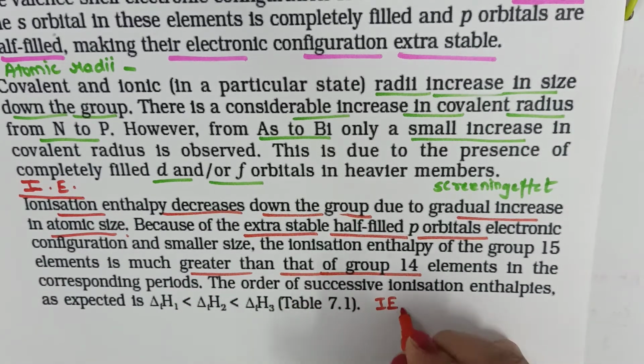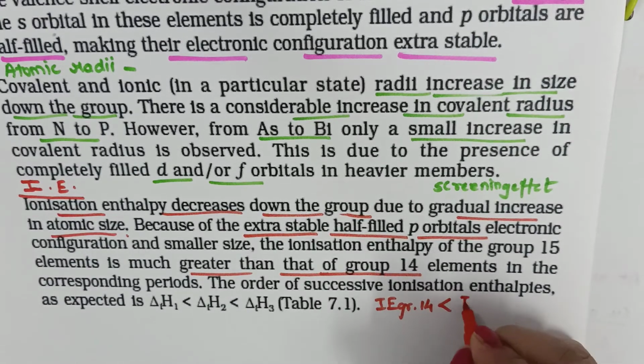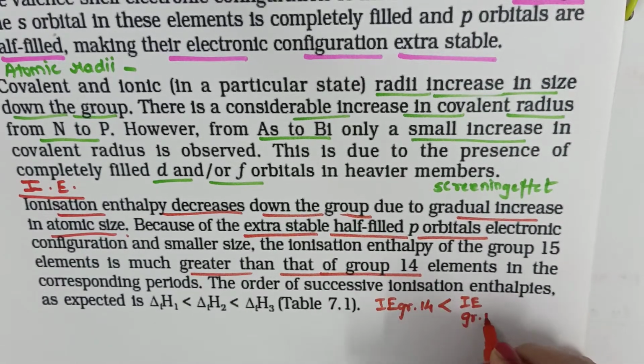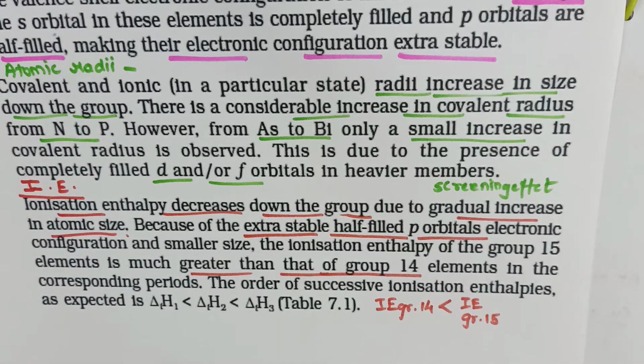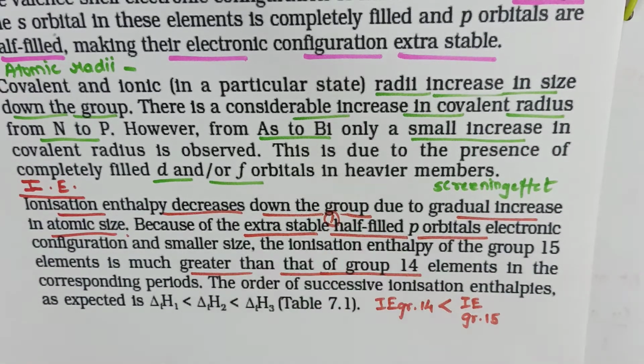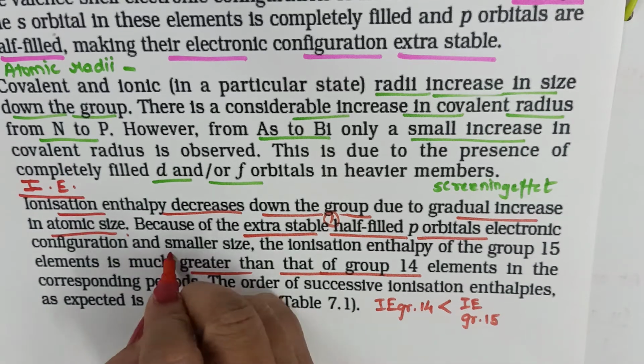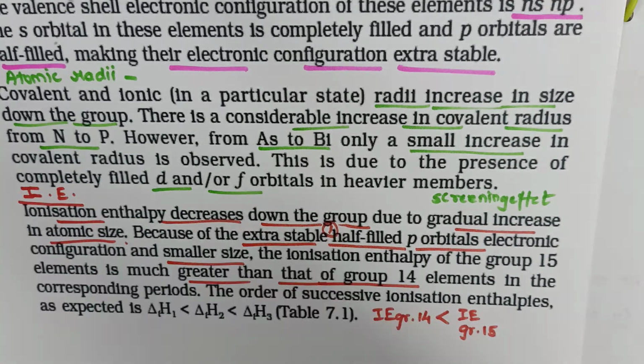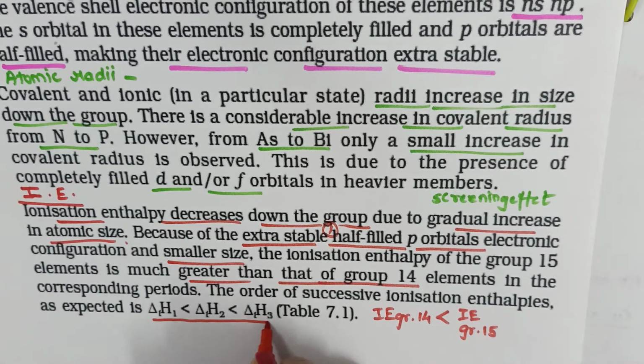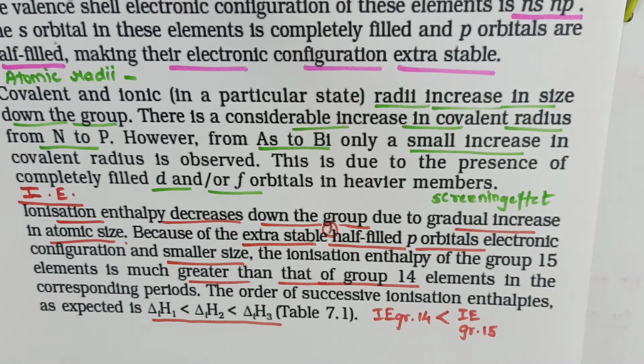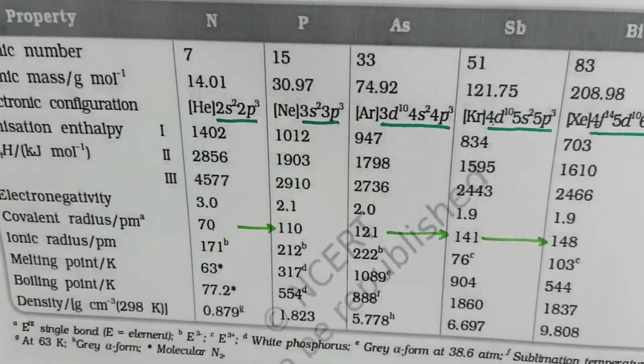As a result, their ionization enthalpy becomes greater than that of group 14 elements. So IE of group 14 is less than IE of group 15 elements. The first reason is the half-filled p orbitals, and the second reason is the smaller size. And obviously first ionization enthalpy will be less than the second one, and second ionization enthalpy will be less than the third one.